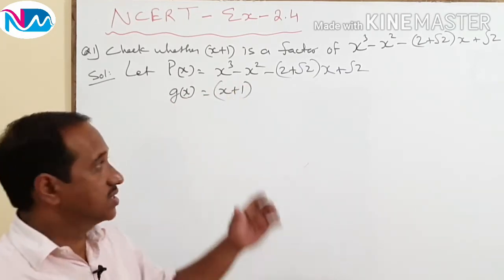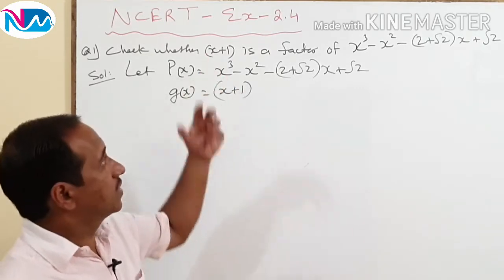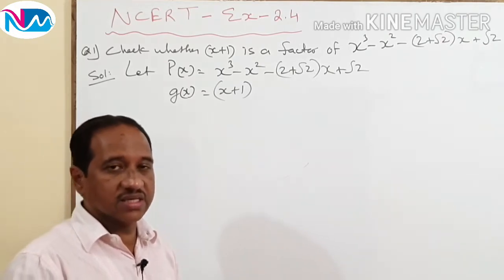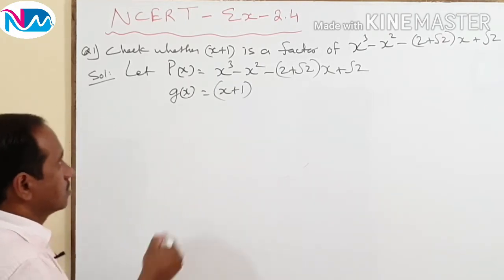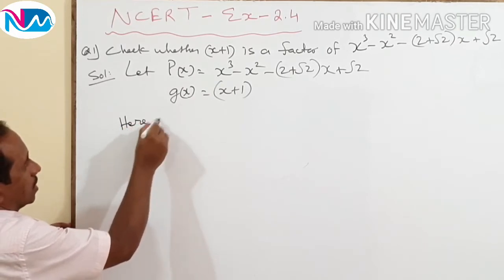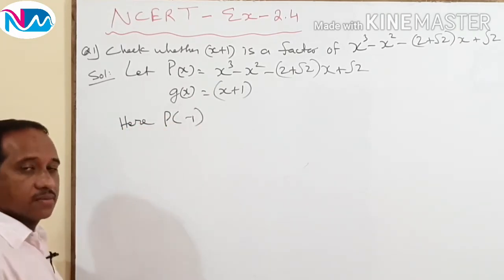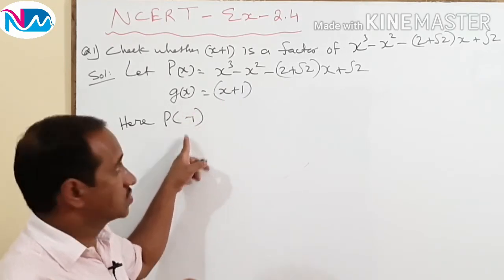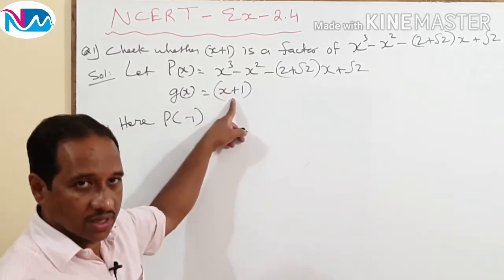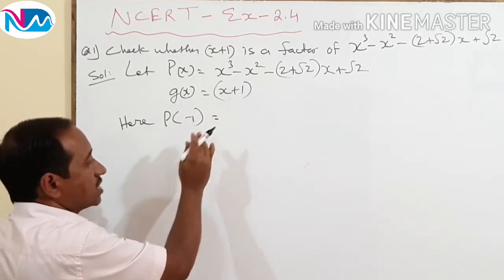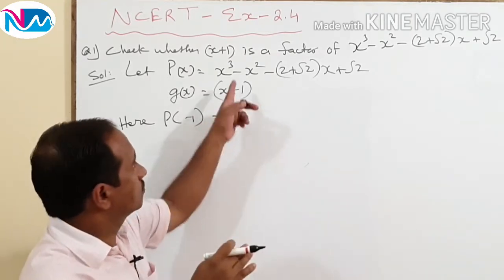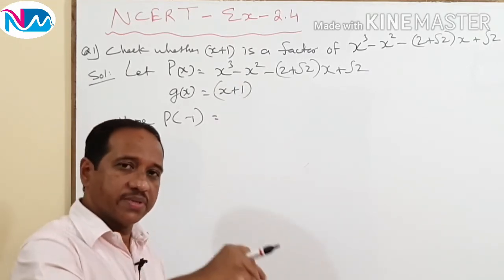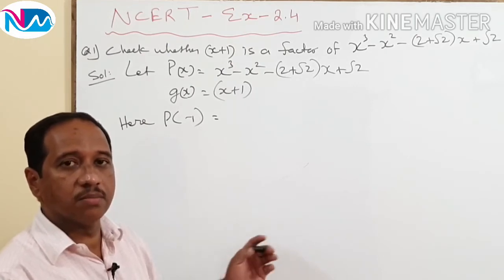So we have to check whether x plus 1 is a factor of the given polynomial. We will check it by using the factor theorem. For using the factor theorem, here we will take P of minus 1. I think you know why it is P of minus 1, because here we have x plus 1. So P of minus 1 means the value of the given polynomial at x is equal to minus 1, which is obtained by replacing x with minus 1.